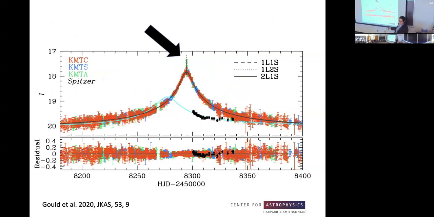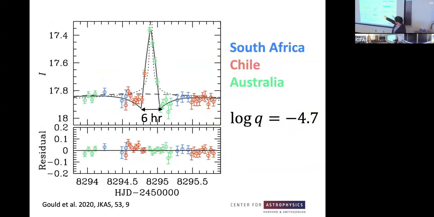And then with KMTNet, oh, this is my favorite one for showing this. There's like this little tiny perturbation at the very peak of this event. And you can really see how having the multiple sites is important, because this perturbation is only lasting 6 hours, but its observing window is split between Chile and Australia. So you get 1 point on the rising side from Chile and then the falling side from Australia. And so with KMTNet, that's what's enabling us to find these shorter duration perturbations, which allows us to find these smaller planets. This one is smaller than Neptune.